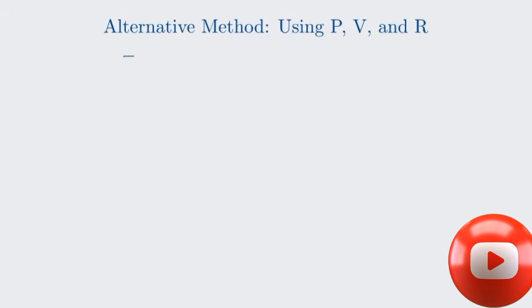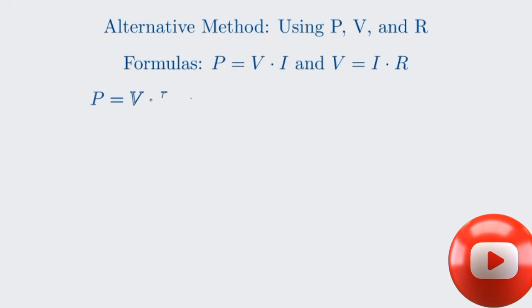The power formula, P equals VI, can be combined with Ohm's law, V equals IR, to give us two additional power formulas. First, we can substitute IR for V in the power equation. Let's write that out. P equals V times I. If we replace V with IR, we get P equals IR times I, which simplifies to P equals I squared times R. This is a very useful formula.